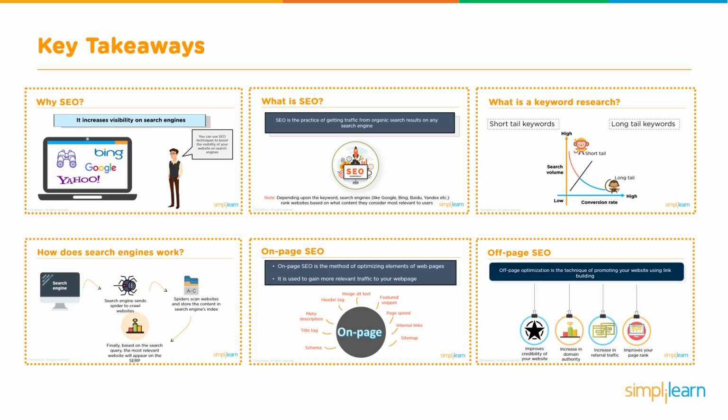We went through a number of different factors. We talked about schema and title tags and header tags. If you remember, header tags had a hierarchy, H1 to H6. We talked about what a featured snippet is, whether it was a list or a paragraph.